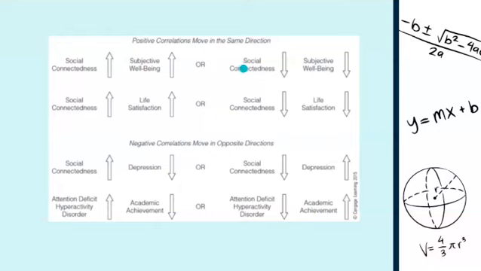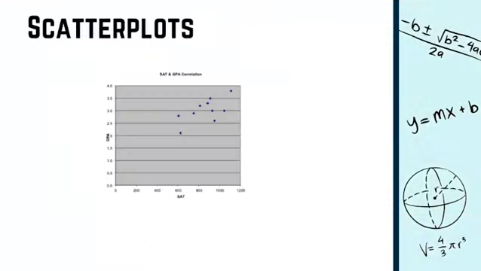So here it goes, where it's showing positive correlations moving in the same direction. Right here is social connectedness, and as that goes up, your subjective well-being also goes up, or vice versa. If the social connectedness is low, then their well-being may be low as well. But over here, let's take a look at ADHD. This is a negative correlation because often we see that with people with ADHD, as that gets higher, their academic achievement will go down, or vice versa. So that over here is a negative correlation, where it moves in a negative direction.